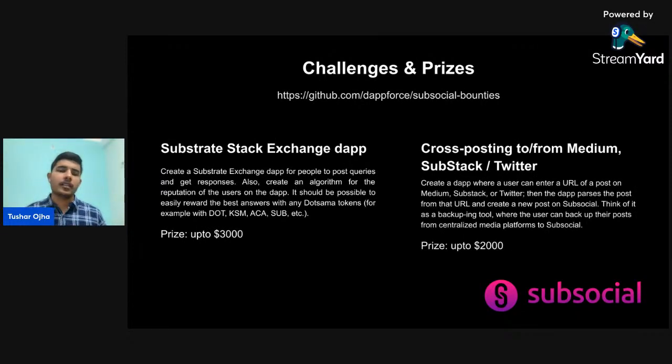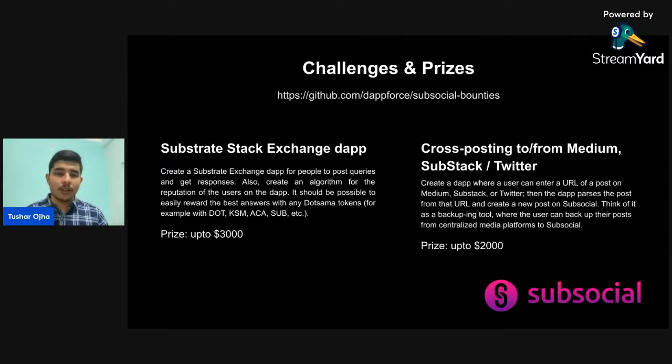The next challenge is a Substrate Stack Exchange. We have Stack Exchange already, but we want a Substrate-specific decentralized Stack Exchange where people will be able to post queries and get responses to those queries on the chain. You can create an algorithm to build a reputation of users on the dApp. You can use the profiles they create on Subsocial. That's the benefit: all the dApps built on top of Subsocial can use the same profile a person creates on SubID or your dApp or anywhere else. So you can do those things.